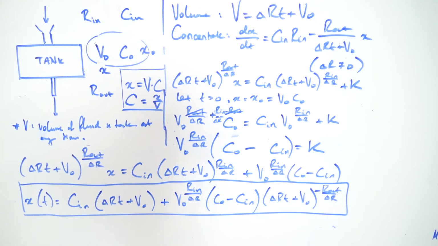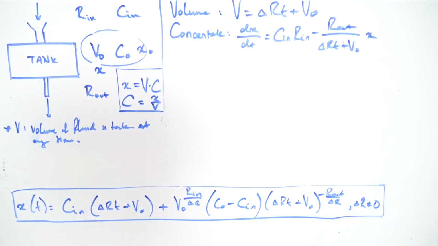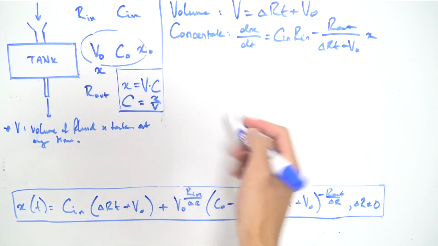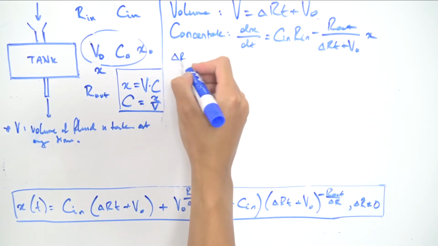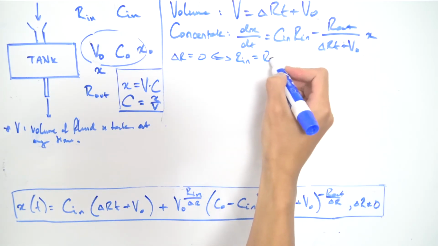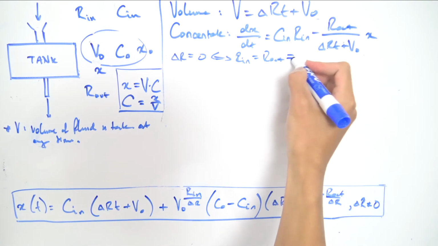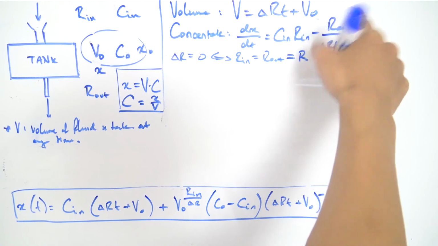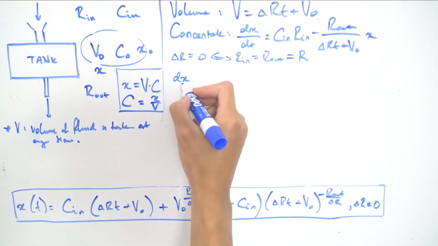at any given time. Alright, so we found the solution to when delta R is not equal to 0, so when the inflow rate is different from the outflow rate. And now let's consider the case for when delta R is equal to 0. So that's when you're pumping in fluid at the same rate that you're taking out fluid. So if delta R is equal to 0, well, that means that R in is equal to R out. And let's just replace this with a single parameter, capital R, like so. So notice R in and R out are going to be the same thing. So we're just going to replace those with just an R.